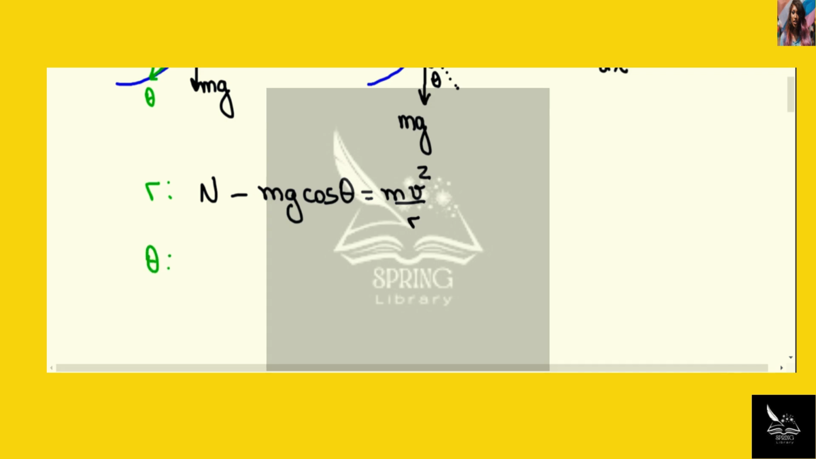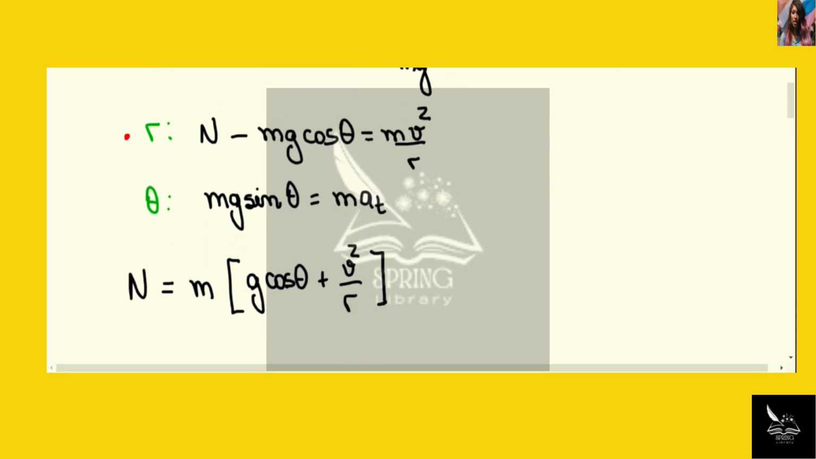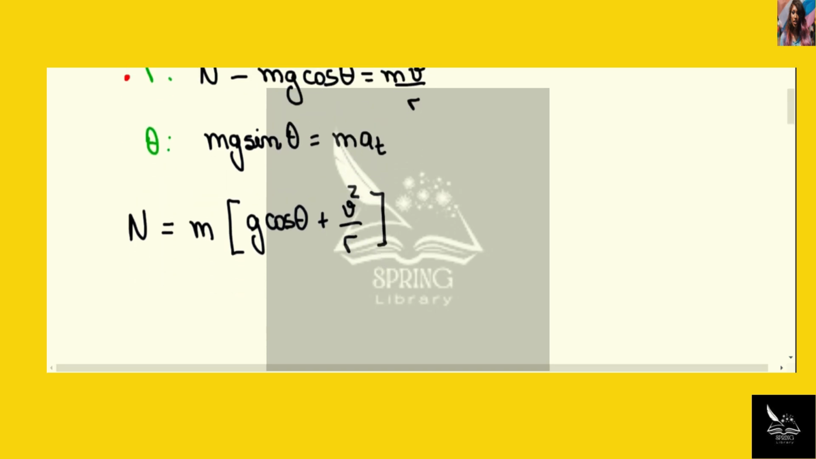Also, in the theta direction, we have mg sine theta, and this is equal to the mass times the tangential acceleration. Okay, I'll take the first equation and realize that we want to find N. So I'm going to isolate N. So we have that N is equal to mg cosine theta plus m v squared over r. Now notice that we still don't know what theta is when x is equal to 0. Neither do we know what r is. So those are two things that we need to find out.